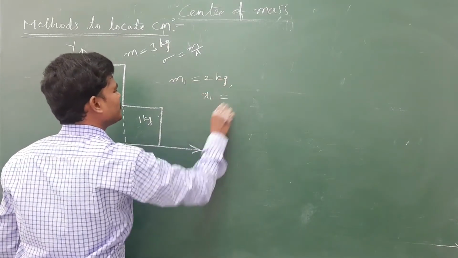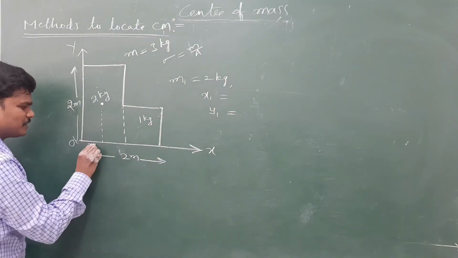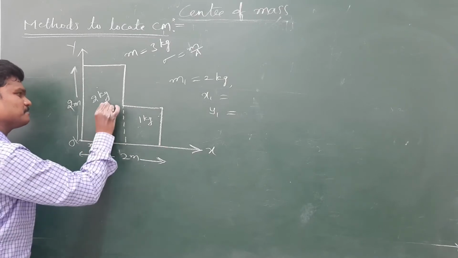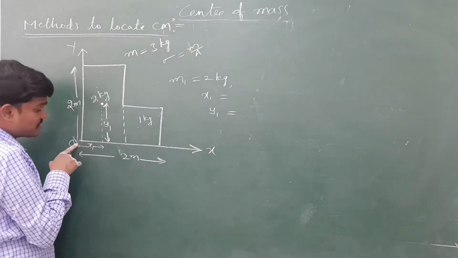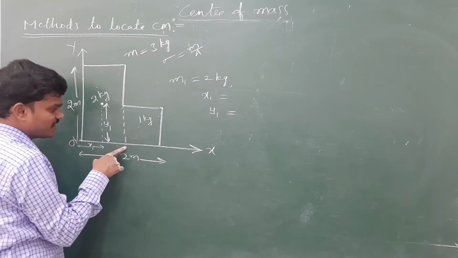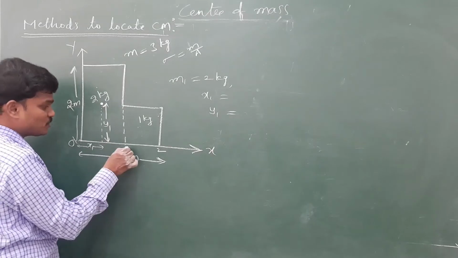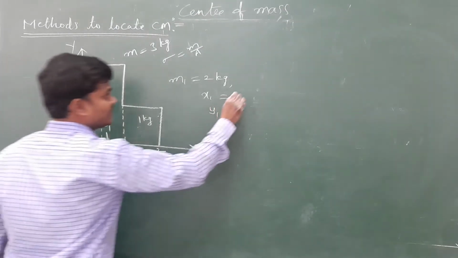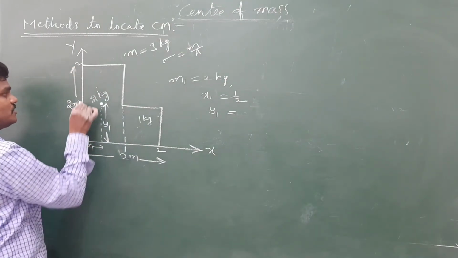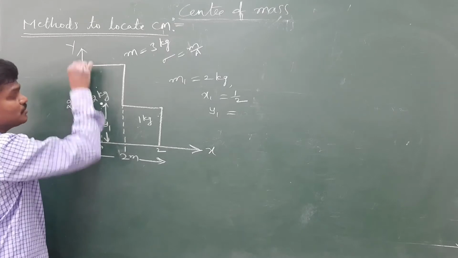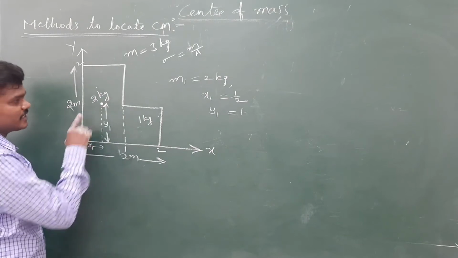Now write the coordinates. This is x1 and this is y1. To find x1, take the initial value and final value for this object. Initial is 0, final is 1. This is 1, this is 2. Initial 0, final 1: 0 plus 1 by 2, so x1 is 1 by 2. For y1, initial is 0, final is 2: 0 plus 2 by 2, so y1 is 1. So M1, x1, y1 are clear.